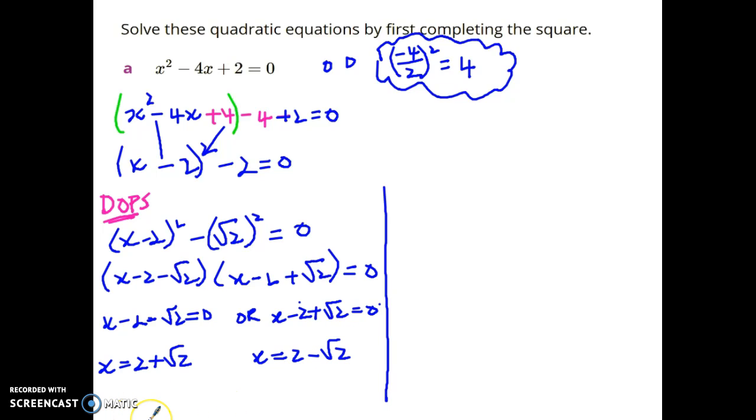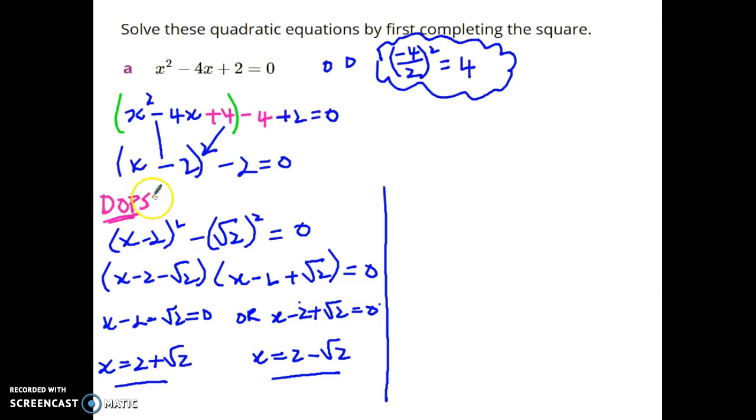So there's my two solutions, and if you remember back to previous lessons, these two will then tell us what our x-intercepts are. We'll learn later about how you place those onto your axis. Where is 2 plus root 2? Where does that actually go? We'll look at that at another time.